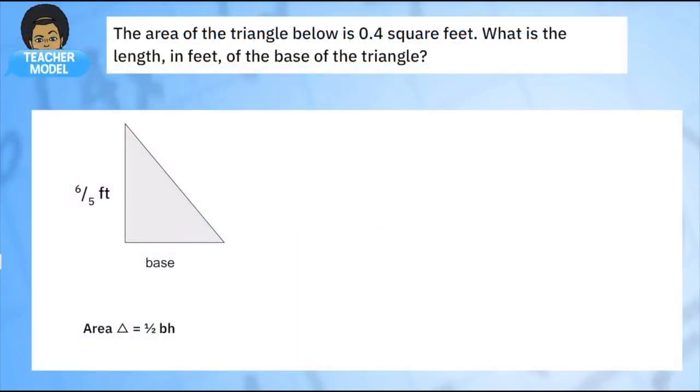The area of a triangle below is 4/10 square feet. What is the length in feet of the base of the triangle? There's more information in the drawing itself. Here we can see the height is 6/5, and they've also given us the area formula.